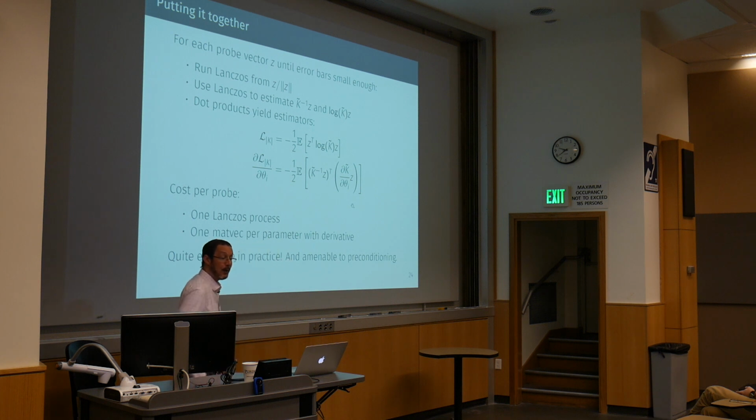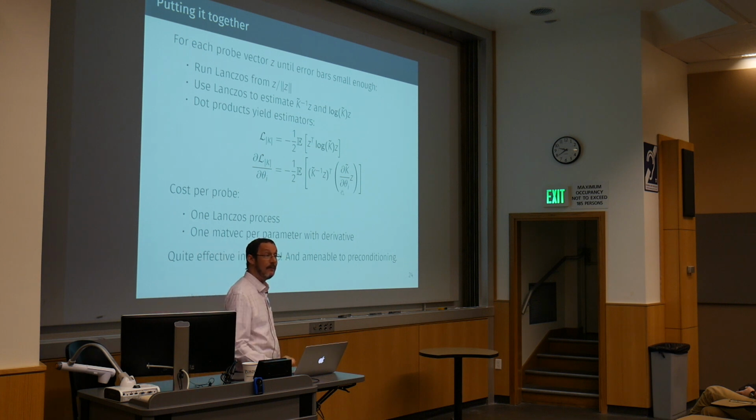Right? So what's the cost per probe vector? It's one Lanczos iteration and one matvec per parameter with the derivative matrix. Right?